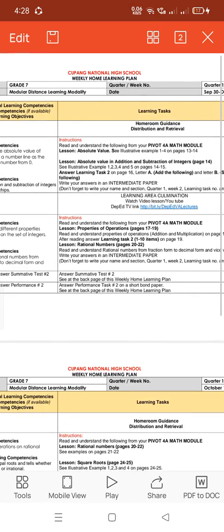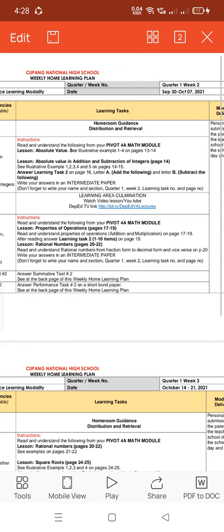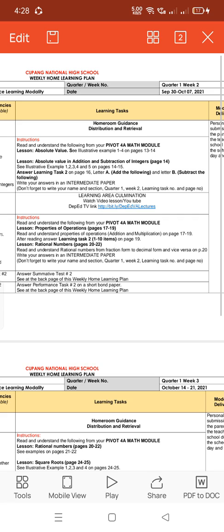Instructions: read and understand the following from your PIVOT 4A Math module. Lesson, properties of operation, pages 17 to 19. Read and understand properties of operation, addition and subtraction on pages 17 to 19. After reading, answer learning task 2, items 1 to 10 on page 19.